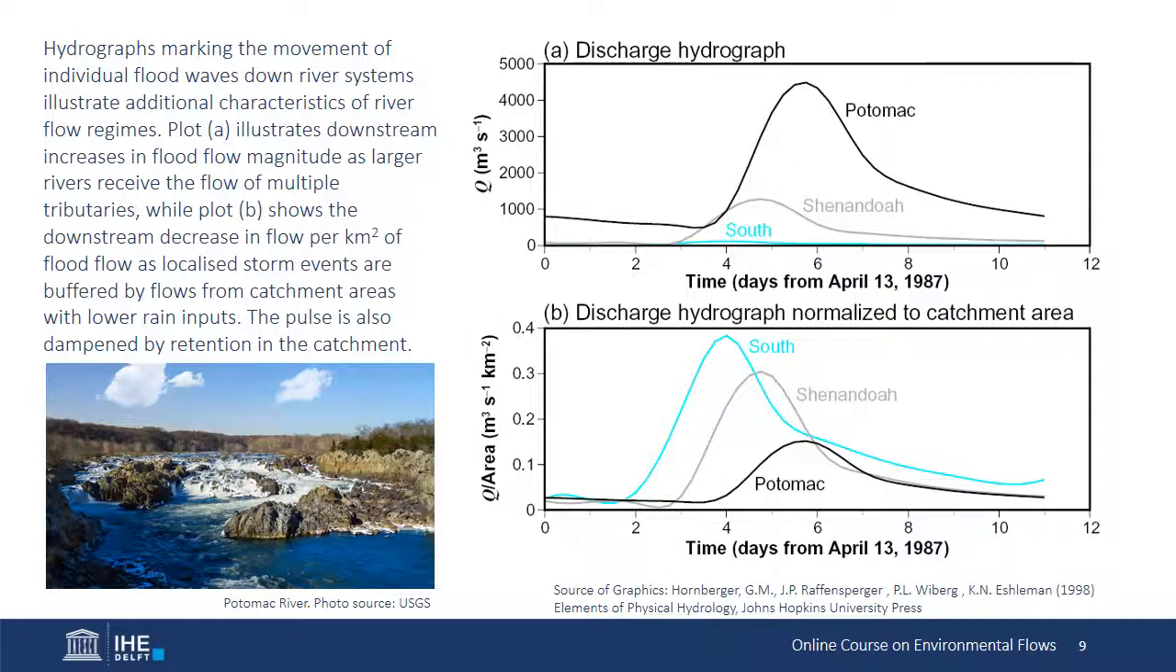A different quantification of the flood wave is shown in plot B, where discharge is normalized or standardized by the area of the catchment drained. This emphasizes the high level of discharge per square kilometer of catchment in the South River, where the rainfall was concentrated. This normalized flow decreases downstream as the Shenandoah and Potomac integrate the flood flow of the South River with discharges from other rivers that are not in flood.